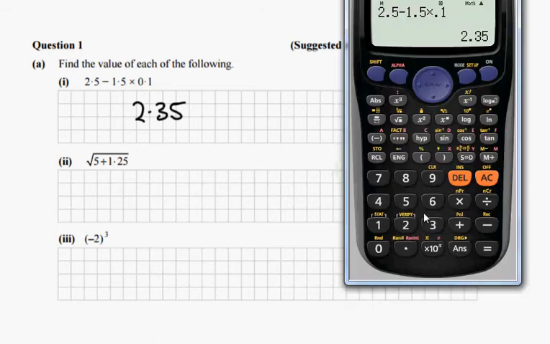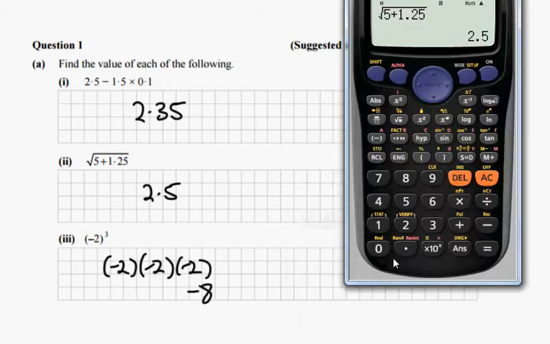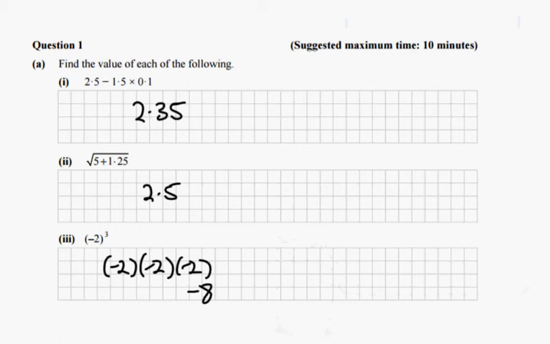Second one, more calculator work, root 5 plus 1.25. You get there is 2.5. And then finally the last one, it basically means minus 2 multiplied by minus 2 multiplied by minus 2. That'll get you minus 8. Or you can put it into your calculator as minus 2 to the power of 3. There you go, minus 8 that way as well.